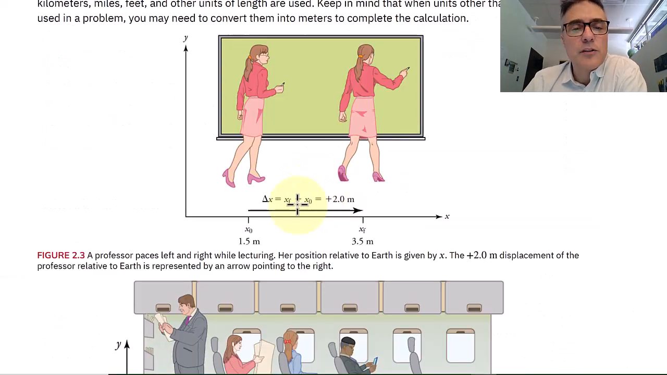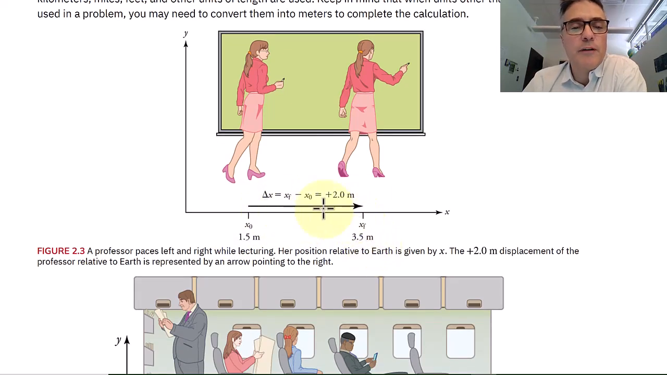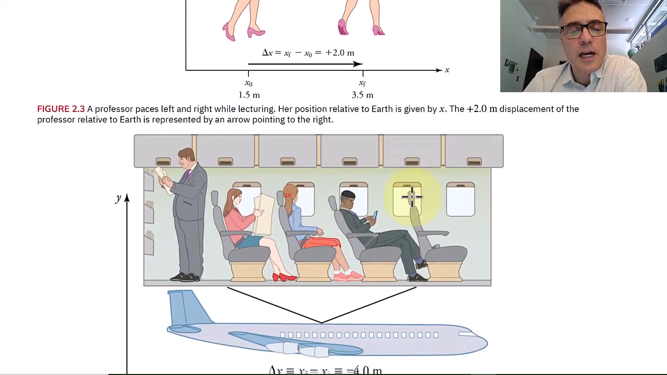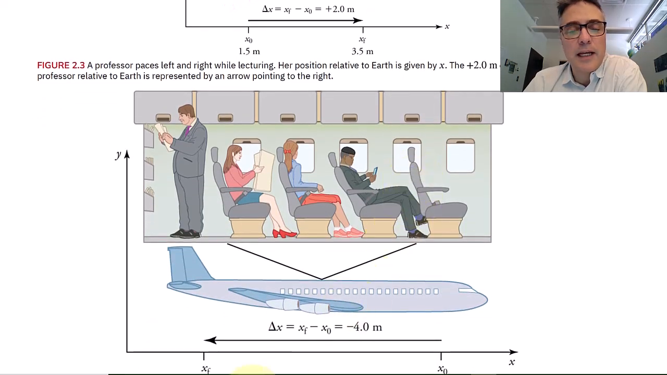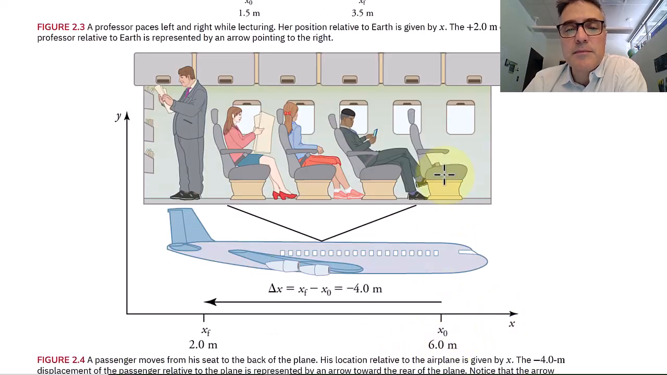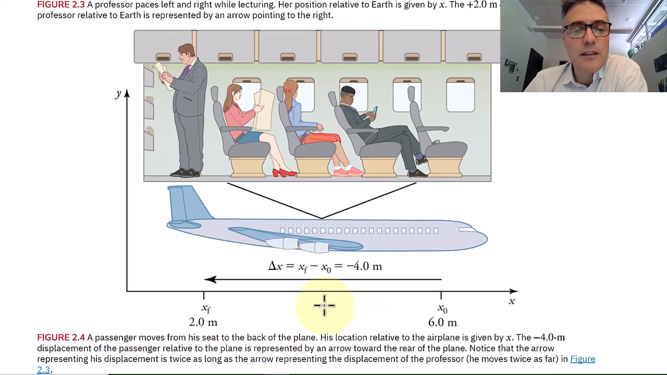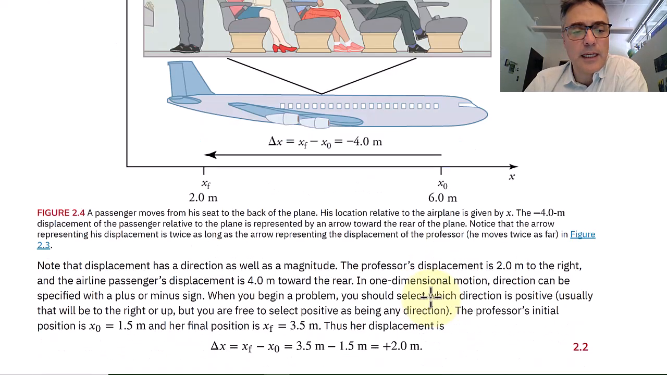That's displacement. So for example, if someone starts at 1.5 meters and goes to 3.5, the displacement is 3.5 minus 1.5, which is plus 2 meters. If somebody along their x-axis starts at 6 meters, but then travels backwards to 2 meters, then the final is actually less than the initial. You get 2 minus 6, you get negative 4 as your displacement in that case.